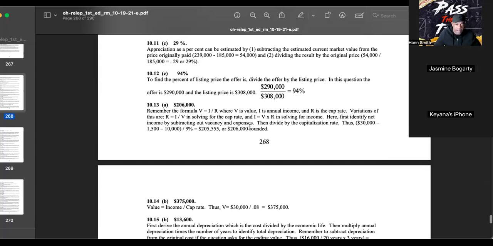It says here, first identify the net income by subtracting out the vacancy and expenses. Then divide by the capitalization rate. And here's our math, it's going to look just like ours. 30,000 minus 1,500 minus 10,000 divided by 9% equals 205,555, or 206 rounded. The value of this property, once you account for the expenses, is $206,000.